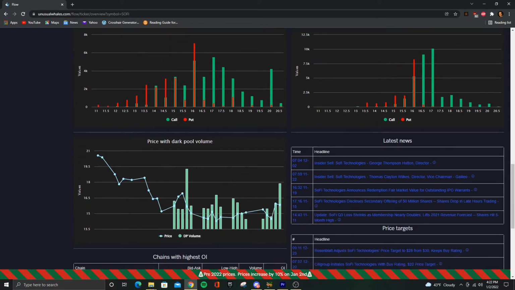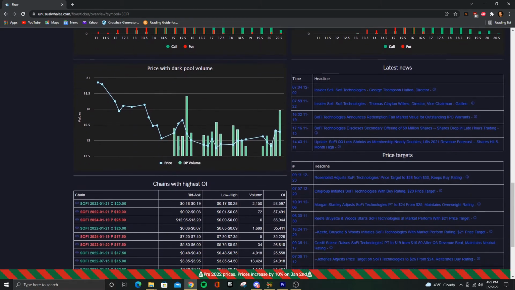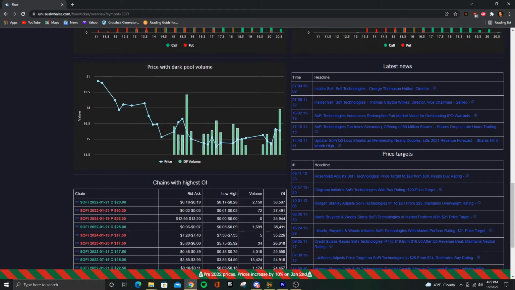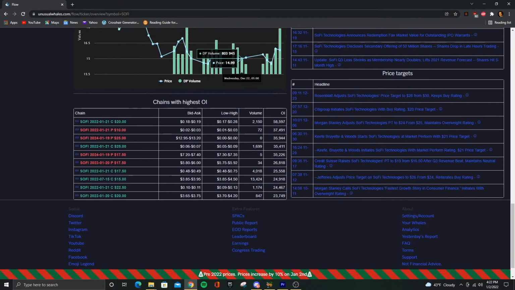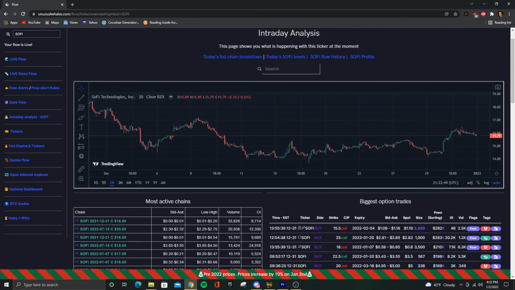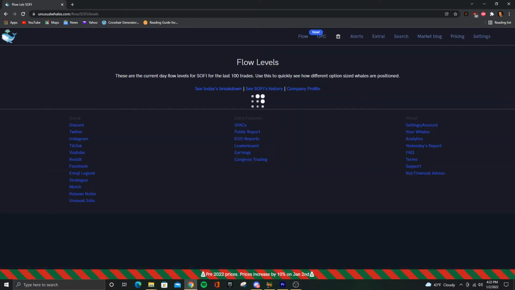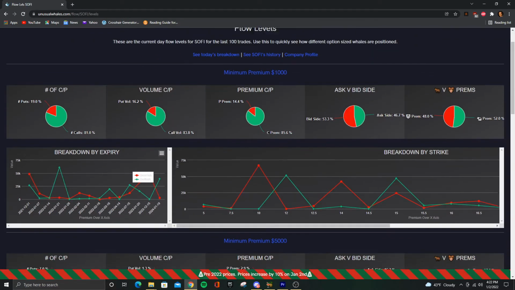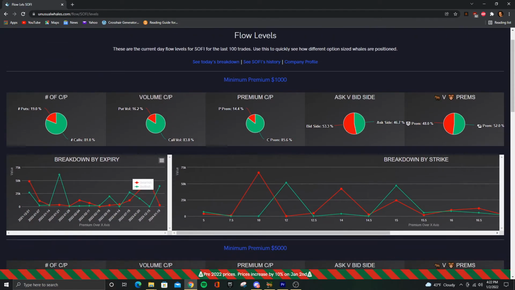You have some news, price targets, which don't mean a whole lot, dark pool volume, which I'll get into next week, how I use that. So this is the Intraday Analyst interface. If you scroll back up and click today's SoFi levels, it will then bring up premiums of $1,000 or more, and it shows you call to put ratio, breakdown by expiration, and breakdown by strike.